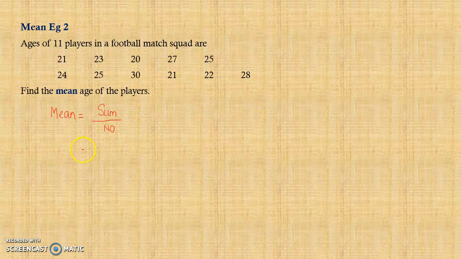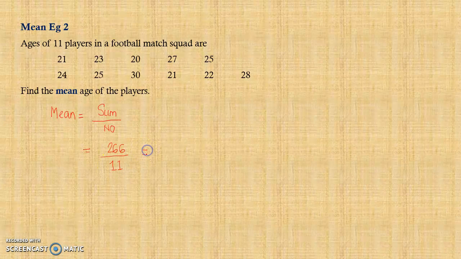So which means in this case, when I add up all the entries of 21 plus 23 plus 20 plus 27 plus 25 plus 24 plus 25, added another 30, 21, 22 and 28, the final sum comes out to be equal to 266. So this is again divided by 11.